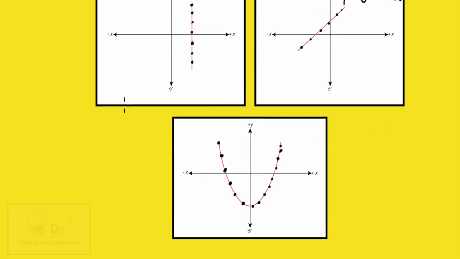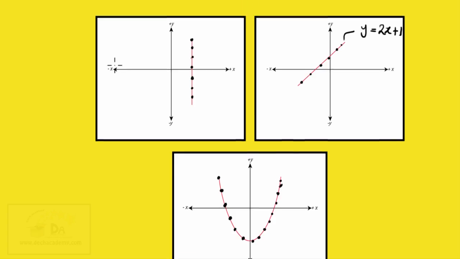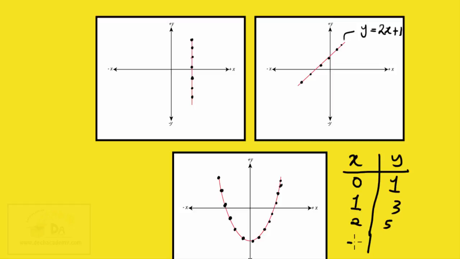So I'll just give you an example quickly. So say this line was, let's use this one, y equals 2x plus 1. Now, one would get corresponding x and y values based on the equation. So this equation is y equals 2x plus 1. When x is 0, y is 1. When x is 1, y is 3. When x is 2, y is 5. When x is, say, minus 1, we have y is minus 2 plus 1, which is minus 1.